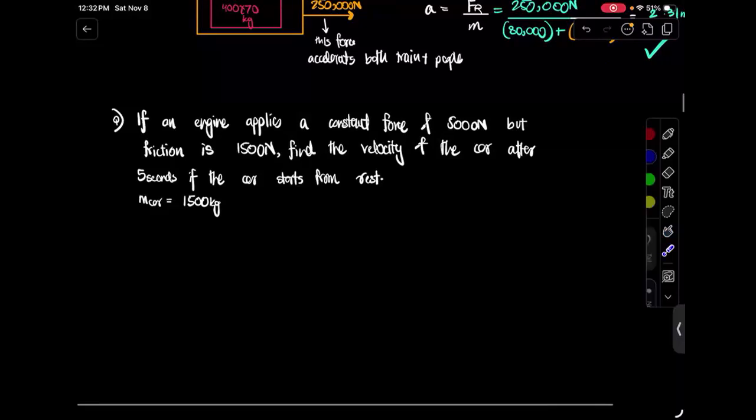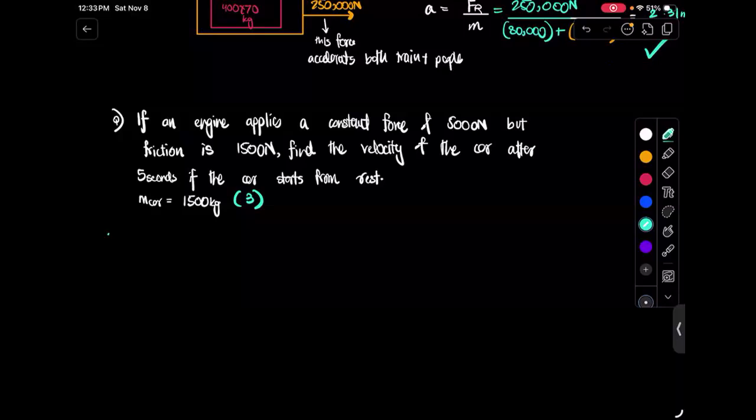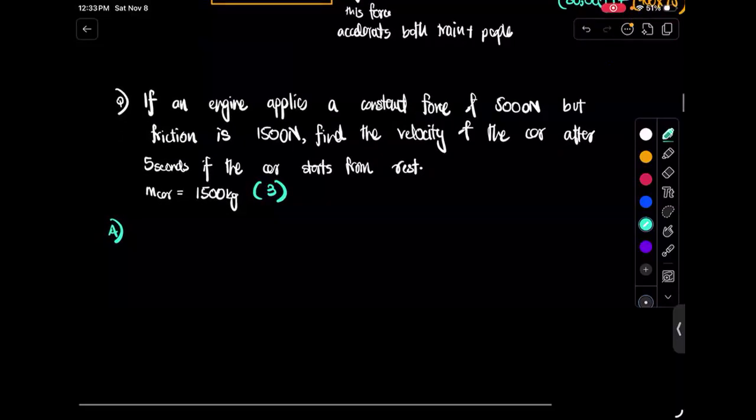Next question. If an engine applies a constant force of 5,000 newtons, but there is friction of 1,500 newtons, think it through. Find the velocity of the car after 5 seconds, if the car starts from rest. This is worth 3 marks. You may start solving. I will give you 2 minutes. You just have to use the formula. It's pretty easy.